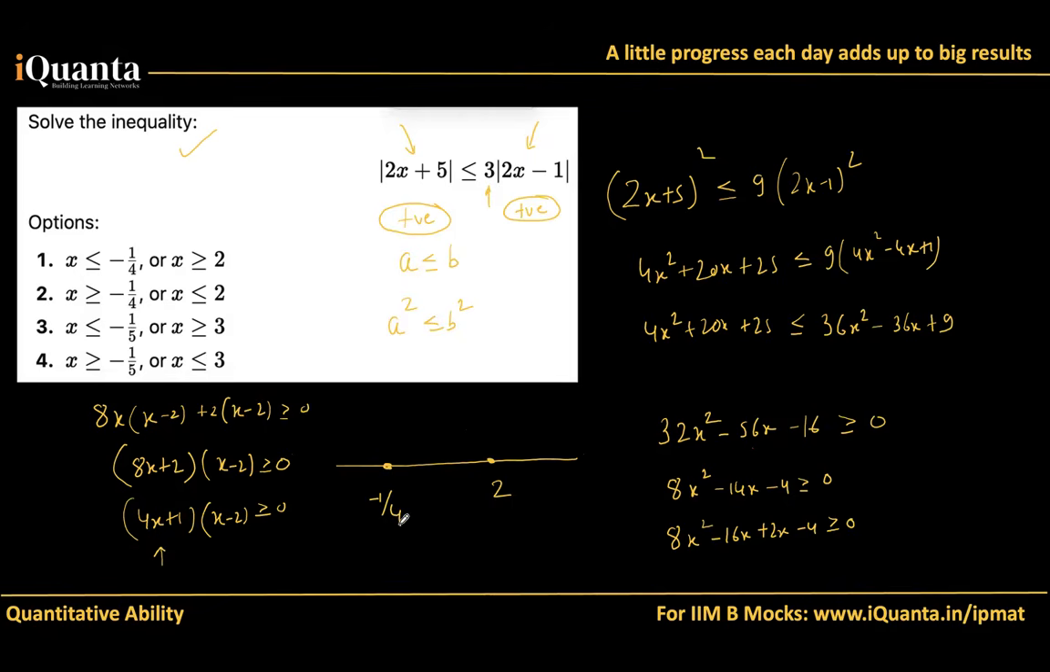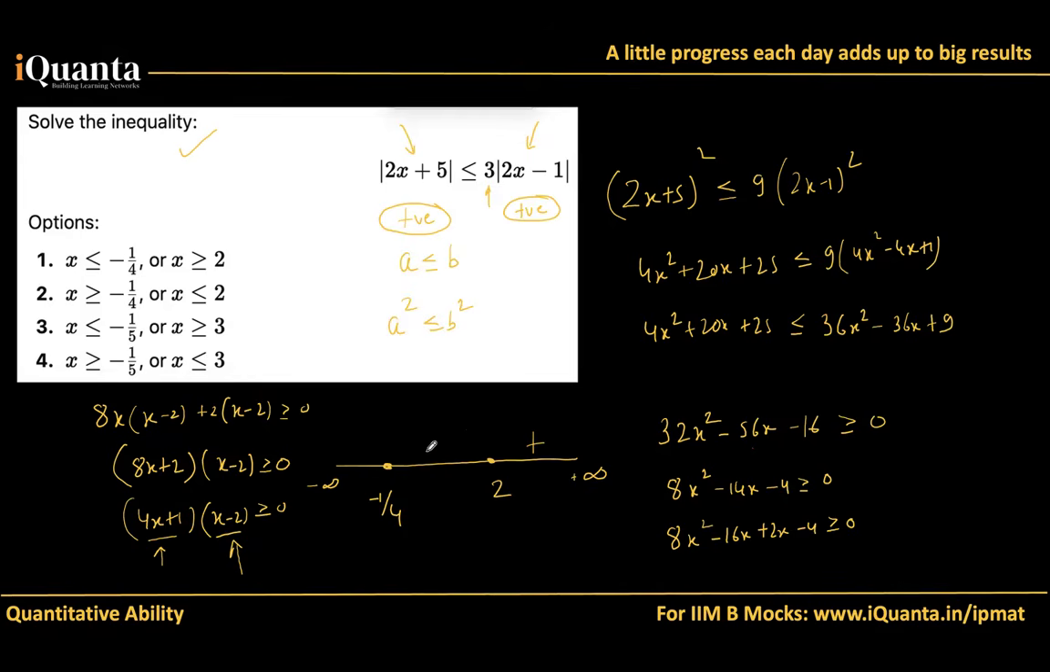When we put the critical points, we have to take a value from each region. Here we have plus infinity, here we have minus infinity, right? So from 2 to infinity, we'll pick up any value and put it here in our inequality. Let's take 3, put it here. This is positive, this is positive. So here it is going to be positive.